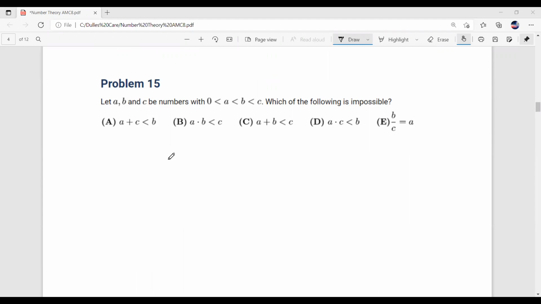Let A, B, and C be numbers with 0 less than A, less than B, less than C. Which of the following is impossible?